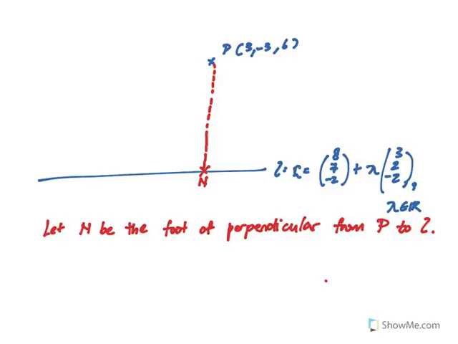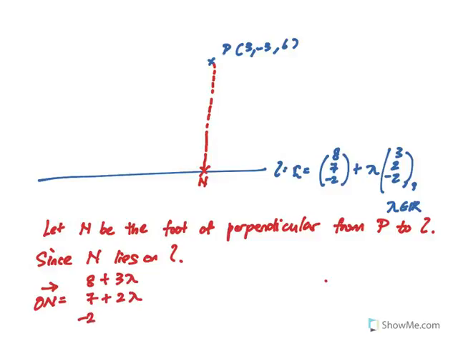Okay, after that, since N lies on the line, that means ON, the position vector of N, can be written as (8 plus 3 lambda, 7 plus 2 lambda, -2 minus 2 lambda). Because it lies on the line, it can be expressed in this form for some lambda, not for all lambda. And then next up, if we can find ON, what we can do is find PN.